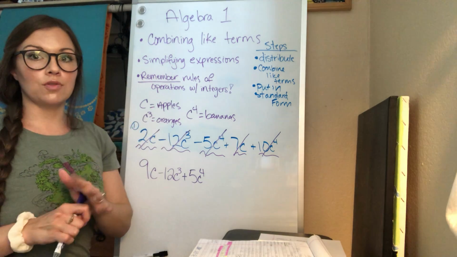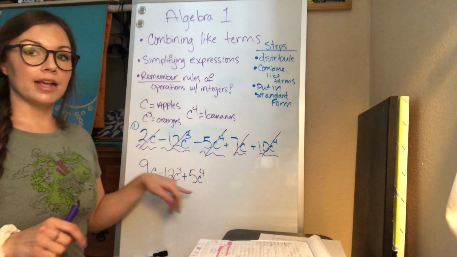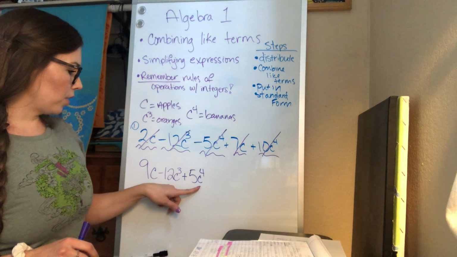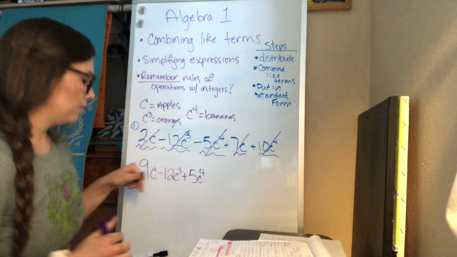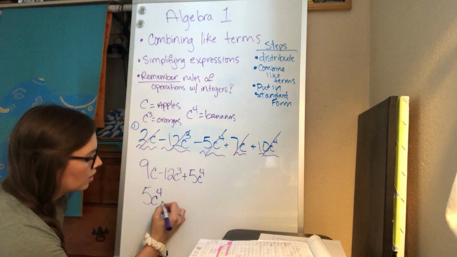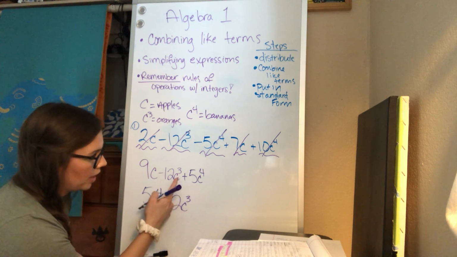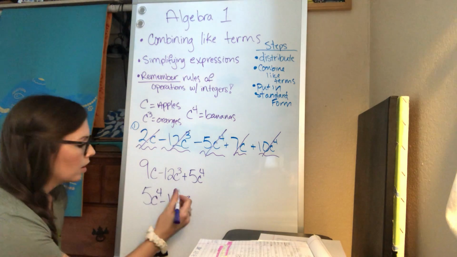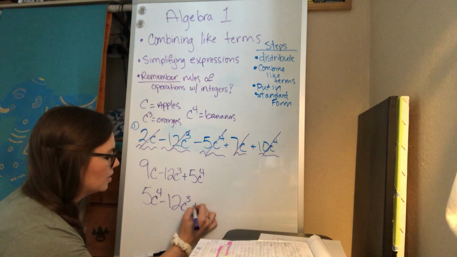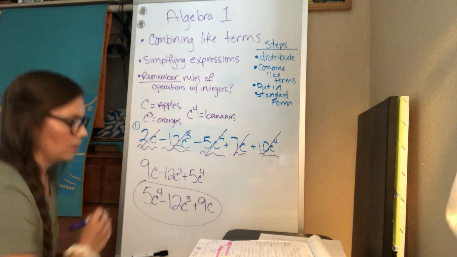Okay, we talked about standard form in video 1. That means that the term with the highest power goes first, and they go down from there. So the term with the highest power here is going to be 5c to the fourth, right? So we're going to write it like this: 5c to the fourth minus 12c cubed, right? Because 3 is bigger than 1. Can you see this? Yeah, you can see this. Plus 9c. Okay? So that's going to be our answer.